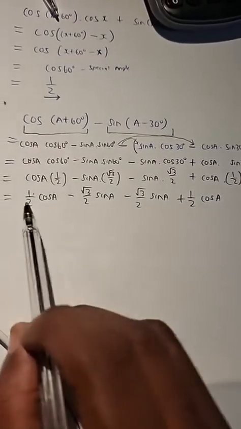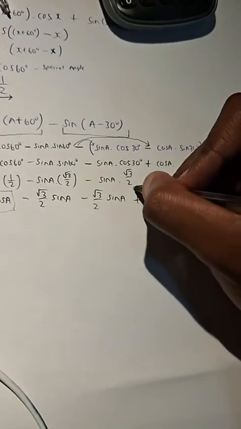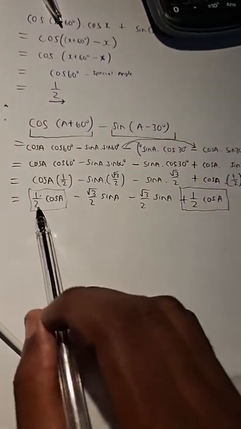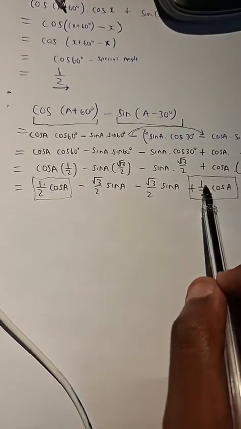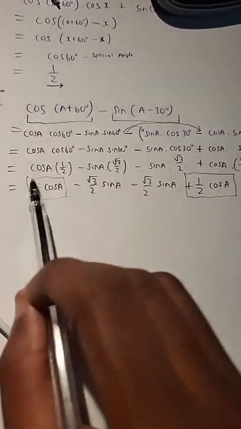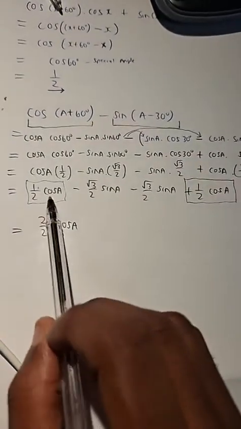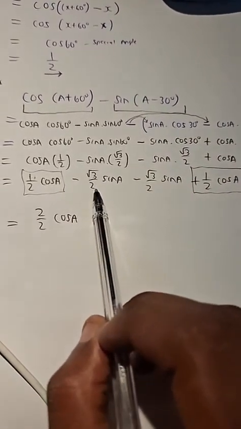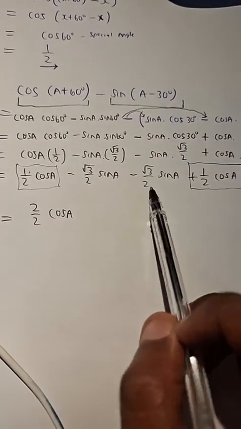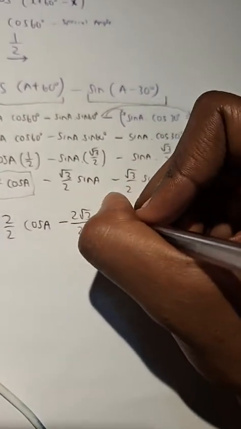Obviously these become the coefficient of each trig ratio. So now I'm sure you guys can see that there's an addition of like terms. Cos A is the same as half cos A. When the denominators are the same, we simply add the numerators. So what we have here is 2 over 2, the trig ratio stays the same, so this plus that gives you 2 over 2 cos A, and then here these are also like terms, minus root 3 over 2 sine A minus root 3 over 2 sine A, that gives you a negative 2 root 3 over 2 sine A.